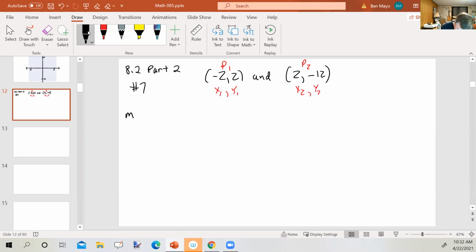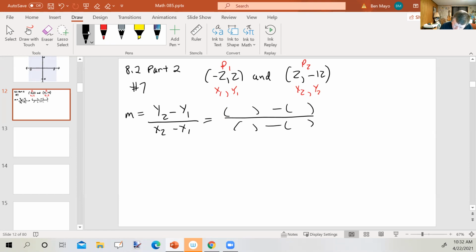Using the slope formula, m equals y sub 2 minus y sub 1 over x sub 2 minus x sub 1. And we'll put the numbers in there. Y sub 2 is -12. Y sub 1 is 2, x sub 2 is 2, and x sub 1 is -2. So we get -12 minus 2, which is -14, over 2 minus -2. Subtracting a negative is like adding a positive, so we get 4. This reduces down to -7/2. So the slope is -7/2.